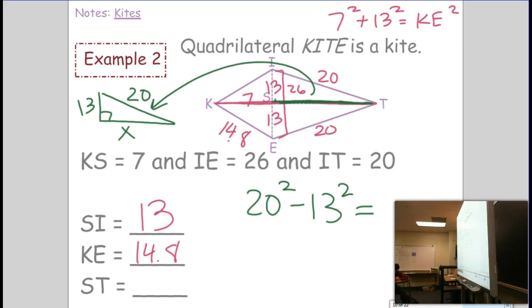Square root? 15.2. Yeah. You're all getting 15.2 as well? Trent, did you get that? Yeah. All right. So that example's over.